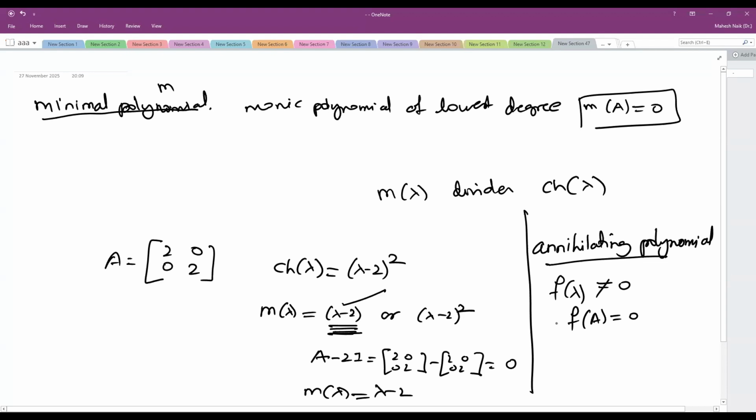So what will be the relationship between minimal polynomial and annihilating polynomial? Will the annihilating polynomial divide the minimal polynomial? The minimal polynomial will divide the annihilating polynomial. Yes. The minimal polynomial, which is the polynomial of lowest degree which satisfies A, will divide the annihilating polynomial.